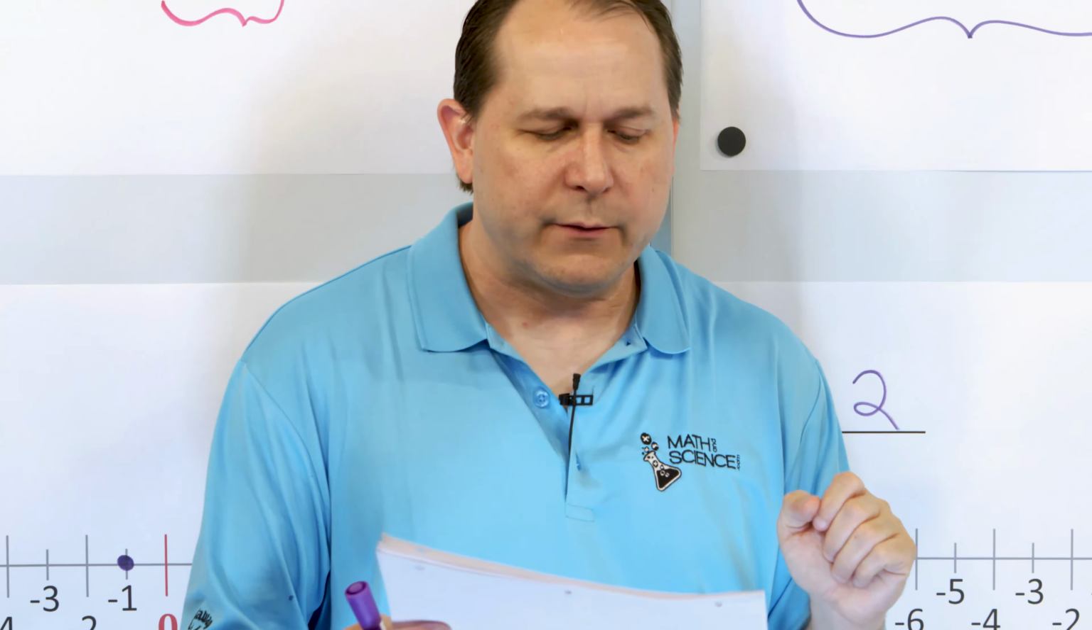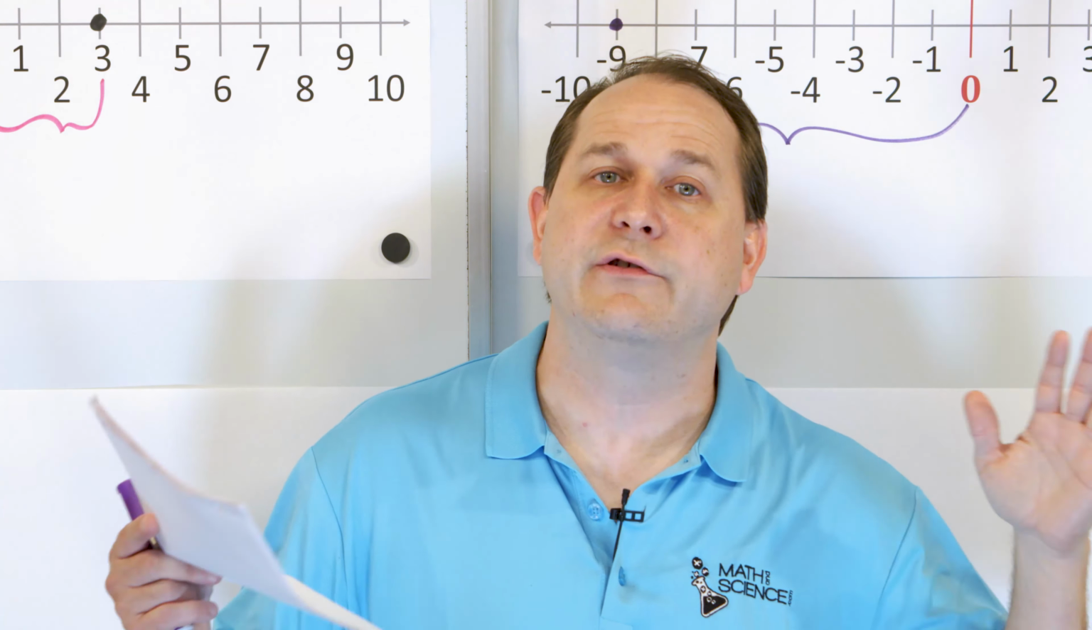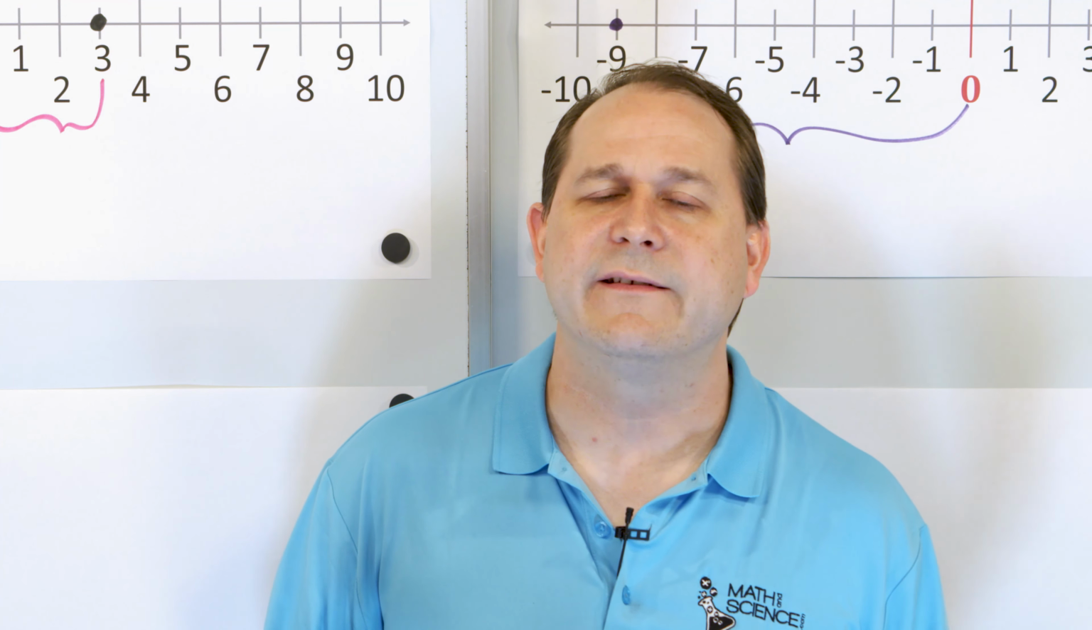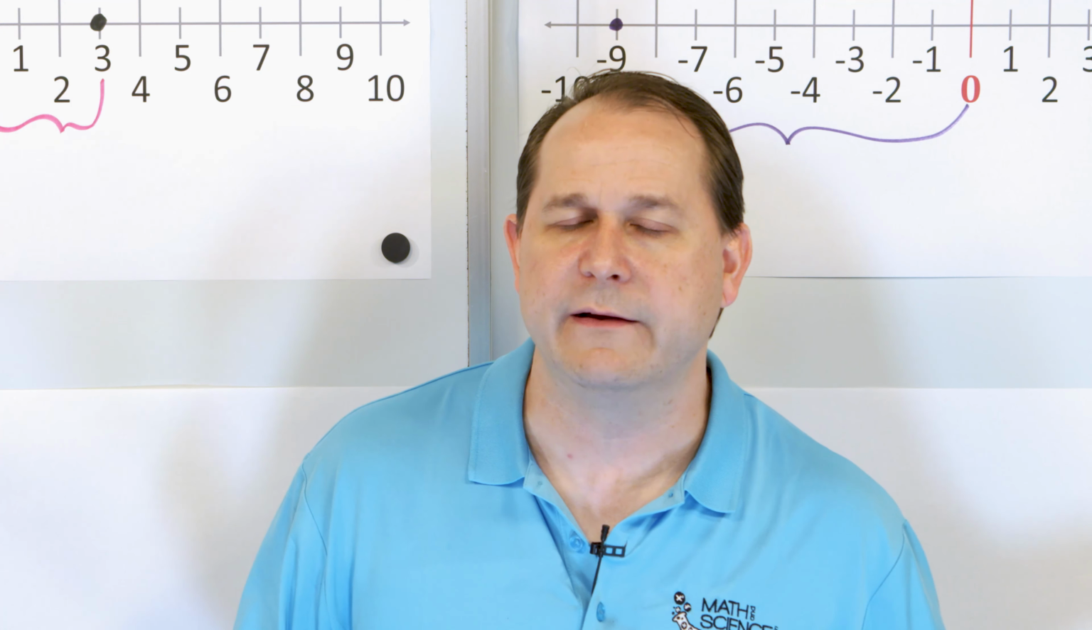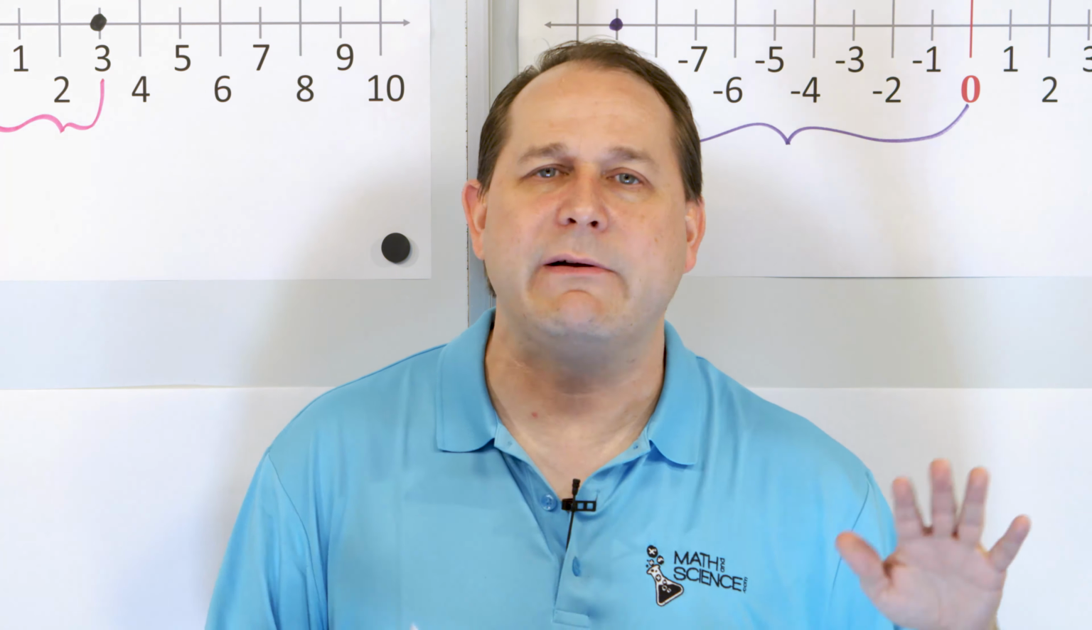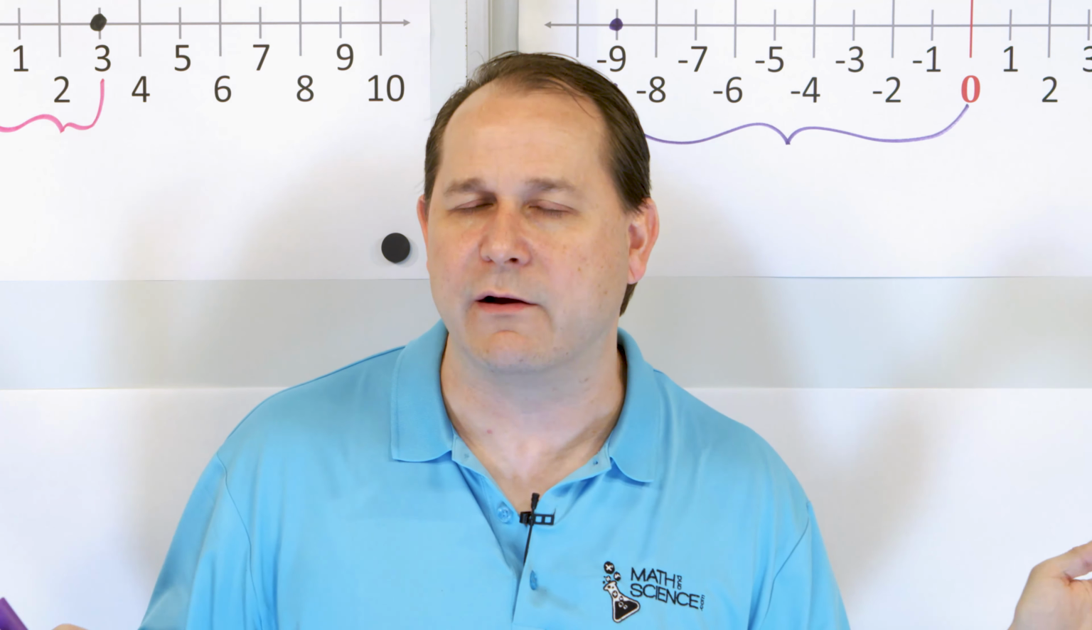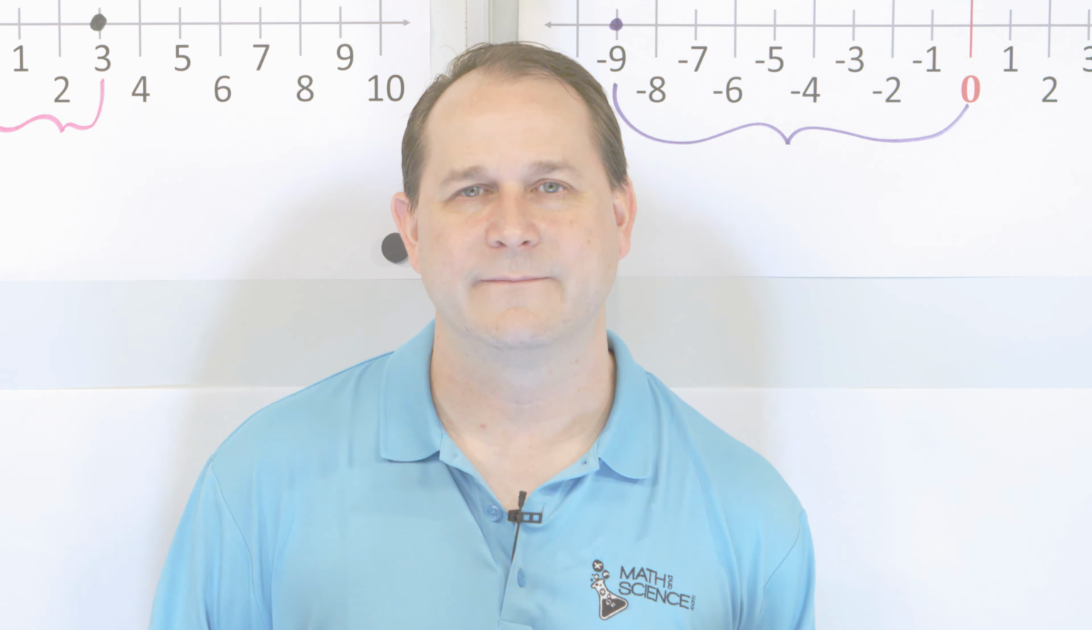We have a few more here, so we're going to take these down, do a few more. We'll get a little more practice, and then eventually we'll throw away the number lines, and you'll be taking absolute values without any pictures. But for now, let's take these down and get a little more practice.